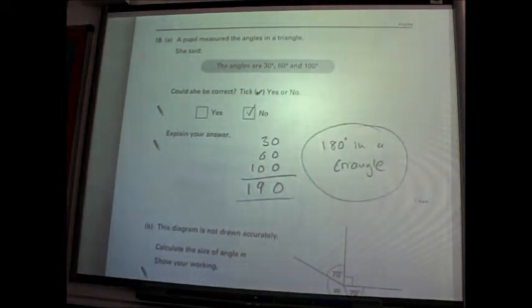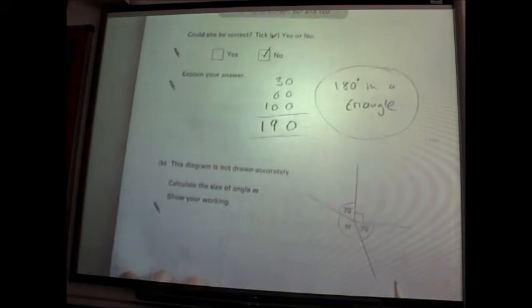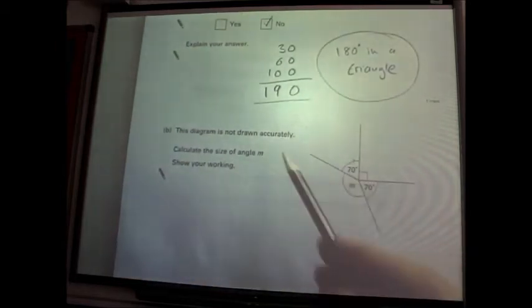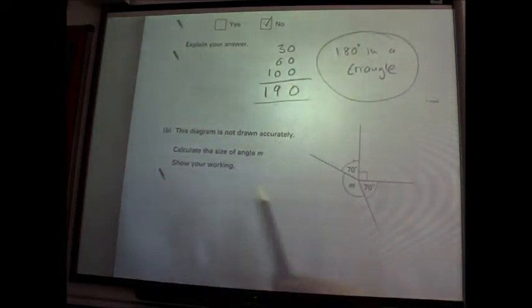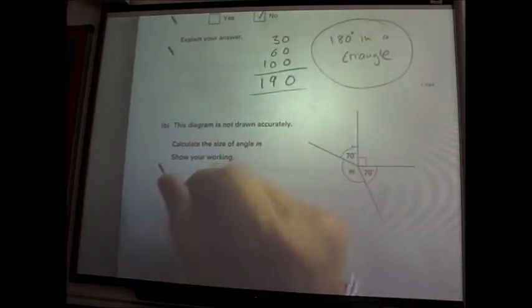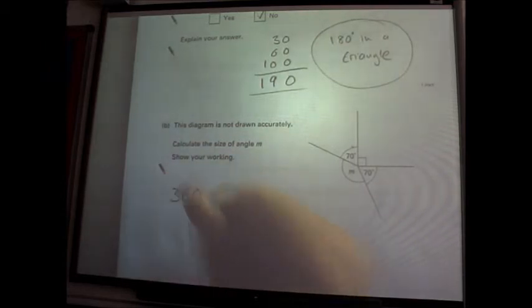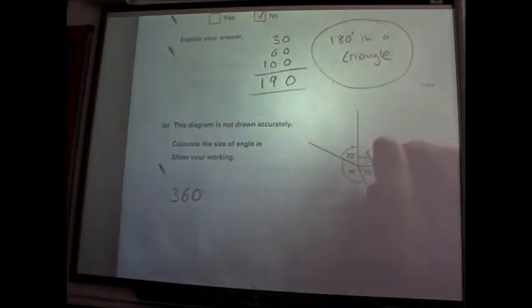And that's all you need to do to get the answer. Right, this diagram is not drawn accurately. That means you can't measure it with a protractor. Calculate the size of angle M. You need to know how many degrees are in a full turn. And I know there's 360. That's a right angle, so that's 90.